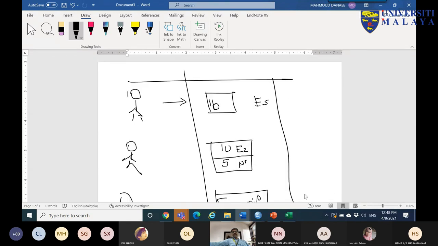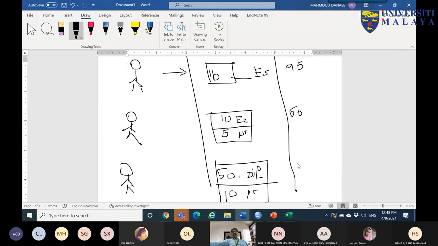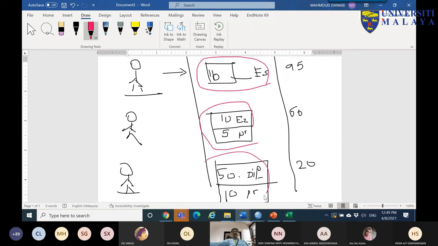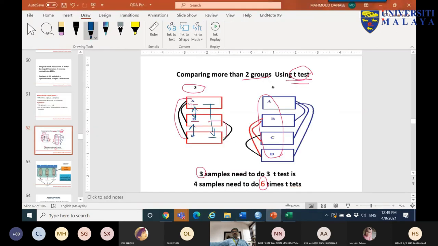Is it fair to compare their marks together? For example, out of 100, this student got 95, this one got 60, and this student got 20. Is it fair that we pass this student and fail this student? No. Why? Because the standard is different. Because the test that we have used to compare them is not the same. So in ANOVA, when you compare A and B, and compare A and C, and B and C, you are using different criteria.